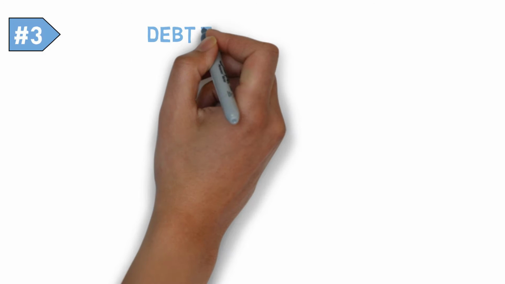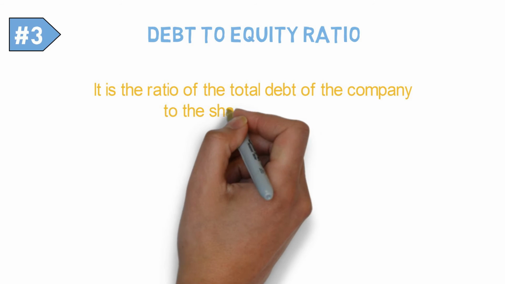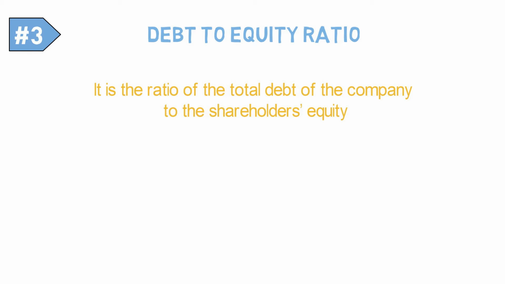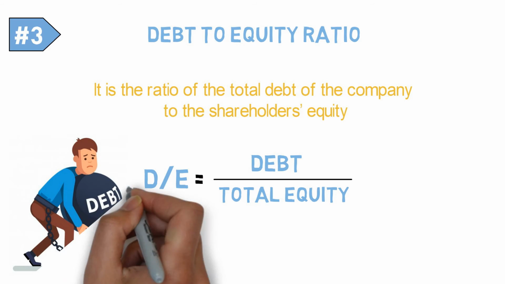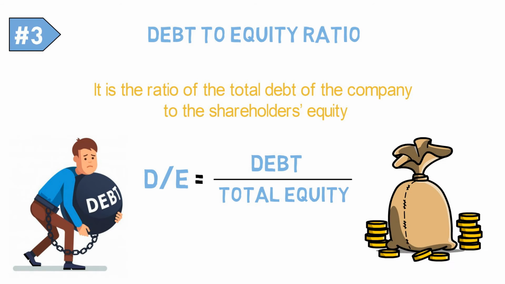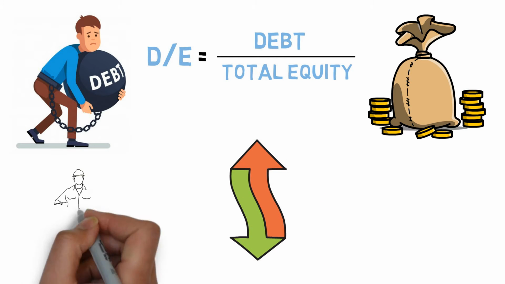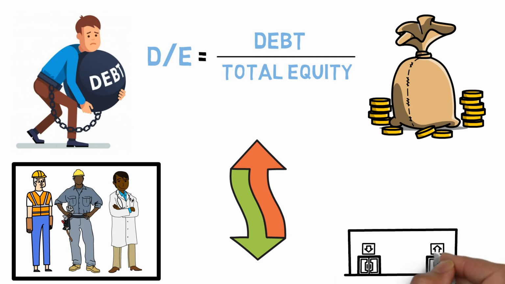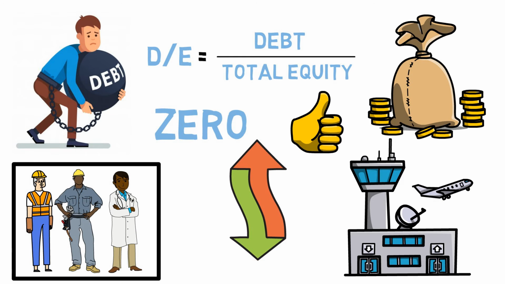Next is debt to equity ratio. It is the ratio of the total debt of the company to the shareholders' equity. It is calculated as debt divided by total shareholders' equity. Debt to equity ratio calculates the total debt or borrowing of a company in comparison to its net asset or total shareholders' fund. Whether the debt to equity ratio is high or low totally depends on the sector or industry. Ideally, the debt to equity ratio should be 0.